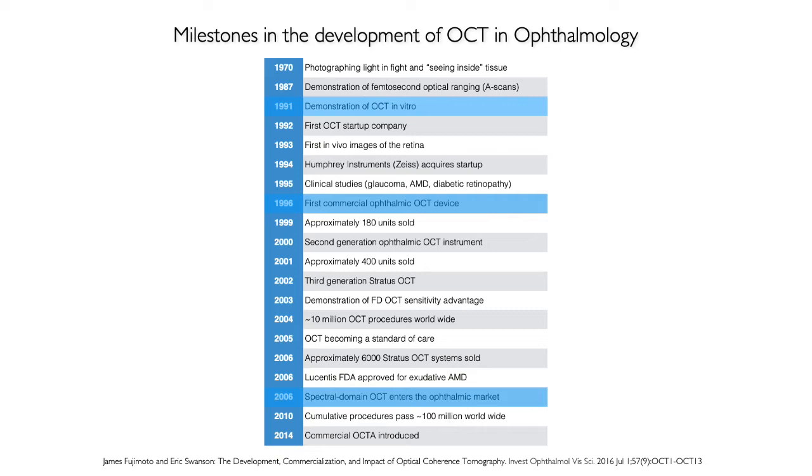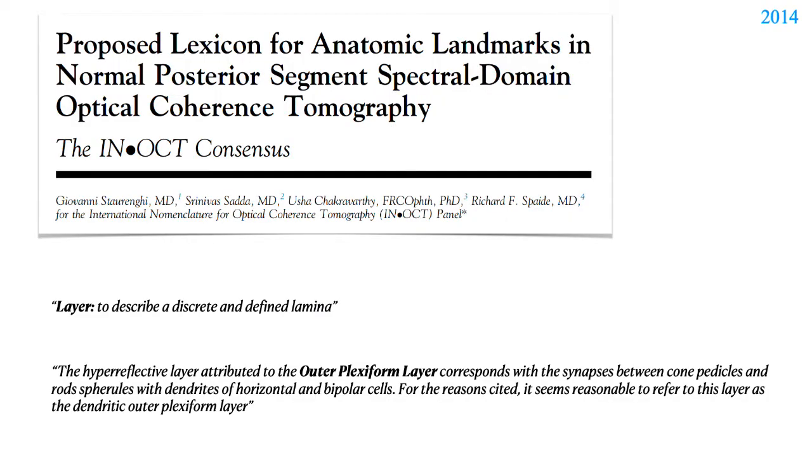In 2006, the spectral domain OCT was introduced in the ophthalmic market, and as we know, with the spectral domain OCT, we have much more resolution of the inner and outer retina layer. And then, last but not least, in 2014, the first commercial OCTA was introduced, and later we're going to see how the OCTA also changed our perspective about the outer plexiform layer.